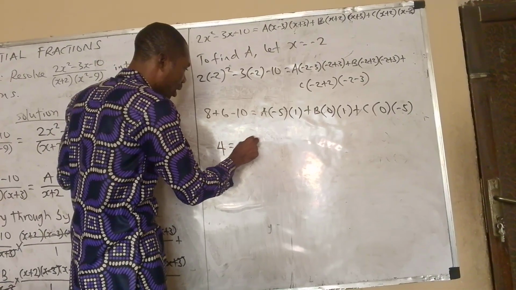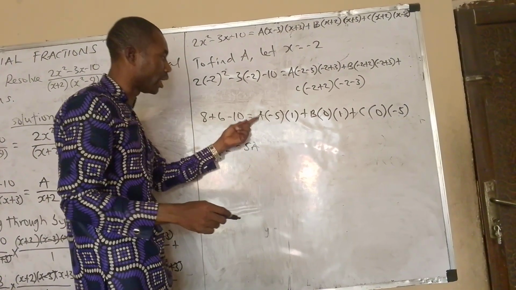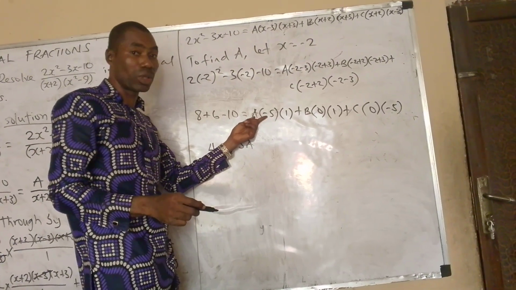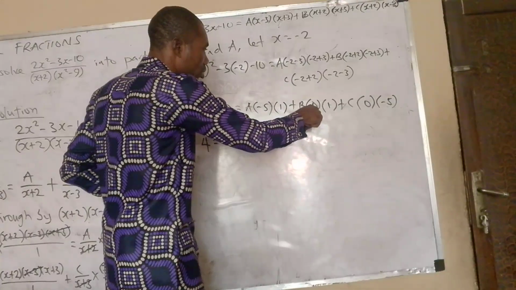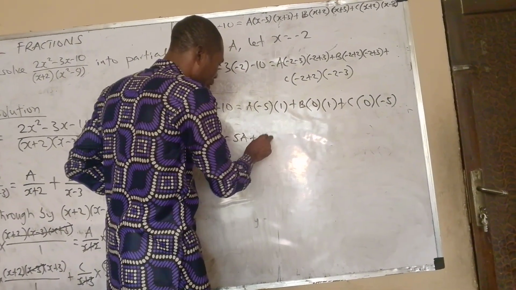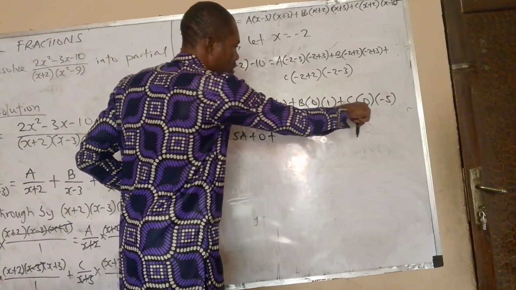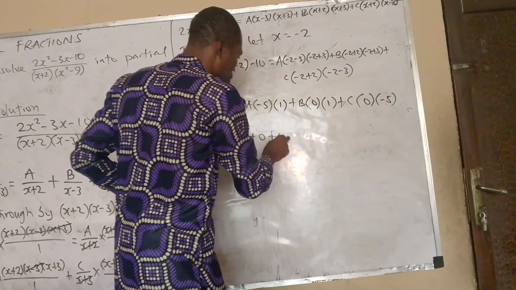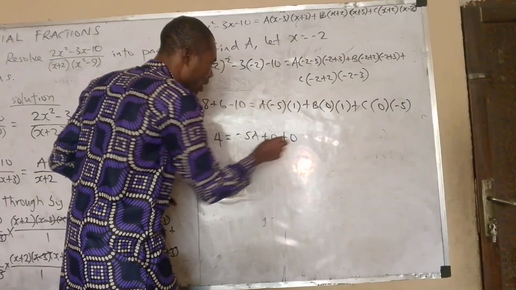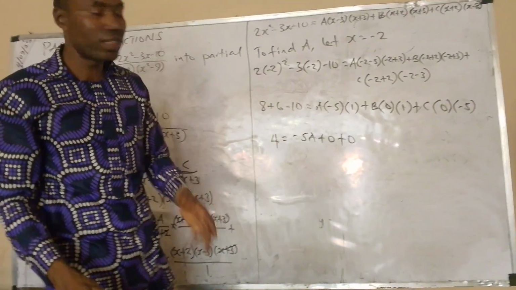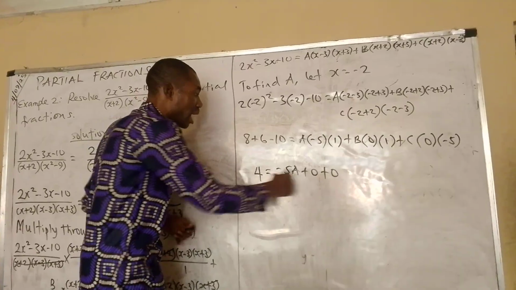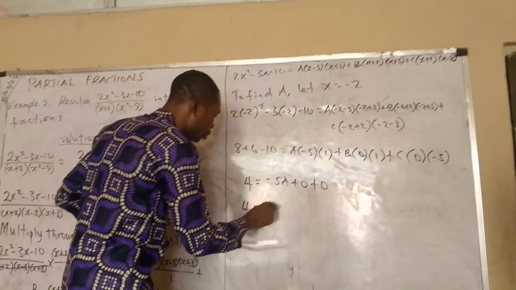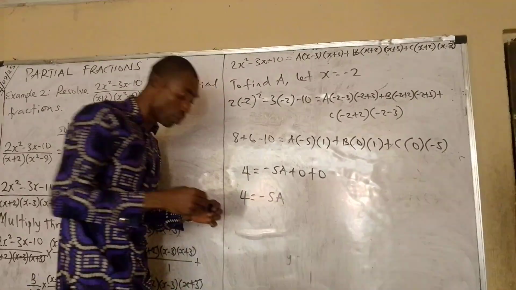Times a, we have minus 5a. So a times minus 5 is minus 5a, times 1 still minus 5a. Then plus 0 times 1 is 0, times b is 0. 0 times this is 0, times c is also 0. So we have succeeded in eliminating b and c, leaving a. We can find a. Now, if you add up all this, we have 4 equals minus 5a. Can we find a now?